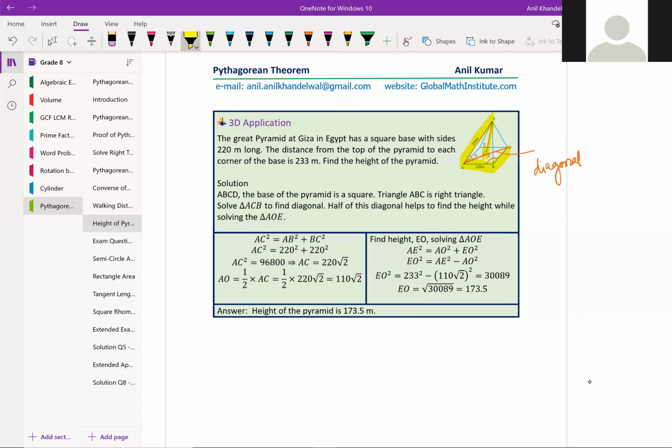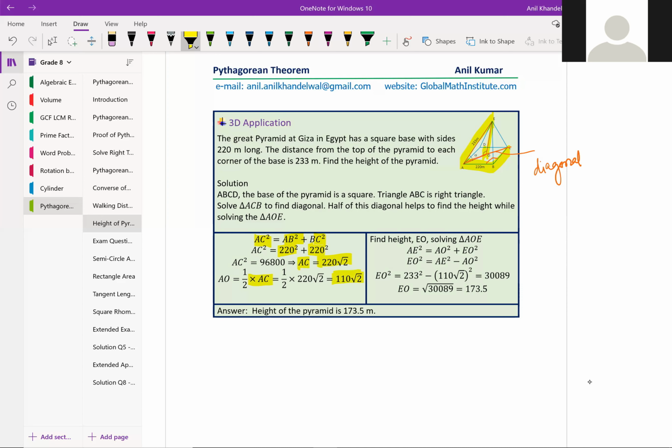So can you please read the solution? Yes. ABCD, the base of the pyramid, is a square. Triangle ABC is a right angle triangle. Solve triangle ACB to find diagonal. Half of this diagonal helps to find the height while solving triangle AOE. Yes. So how did we find the diagonal? As explained here, AC square is AB square plus BC square. Sub in the values, they are both squares, so same values. And definitely you get 220 square root 2 when you square root this. So AC is that much. And half of AC is 110 square root 2.